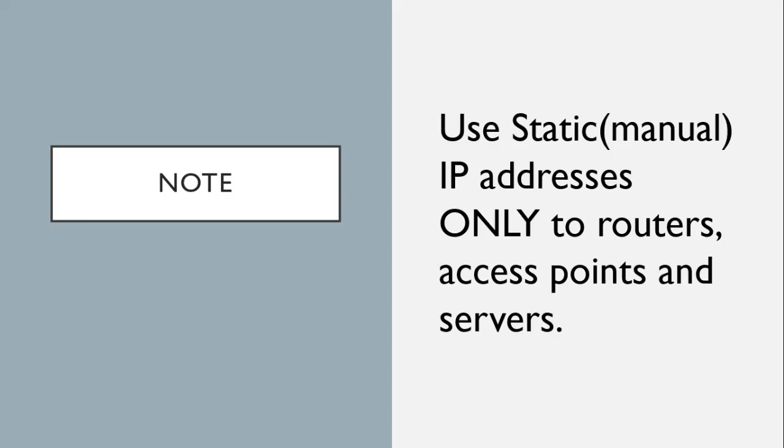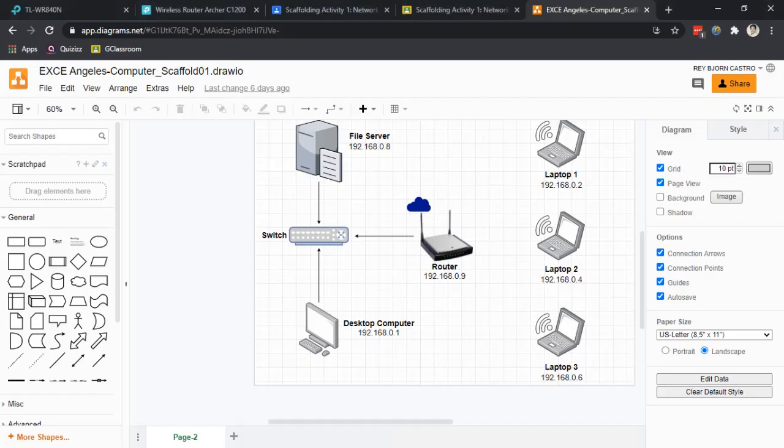So, in the near future, pag gagawa tayo next time ng ating mga diagrams like this one, hindi na tayo mag-a-assign ng mga IP address na singular. Gagamitin natin yung DHCP to show that these devices are automatically given IP addresses. Now, for the servers and the routers, you have to statically or manually assign them.